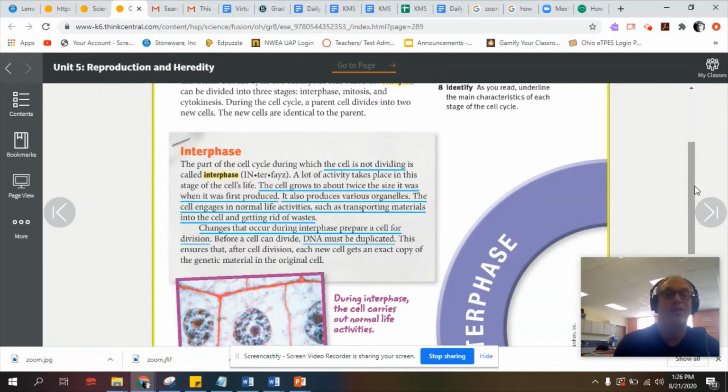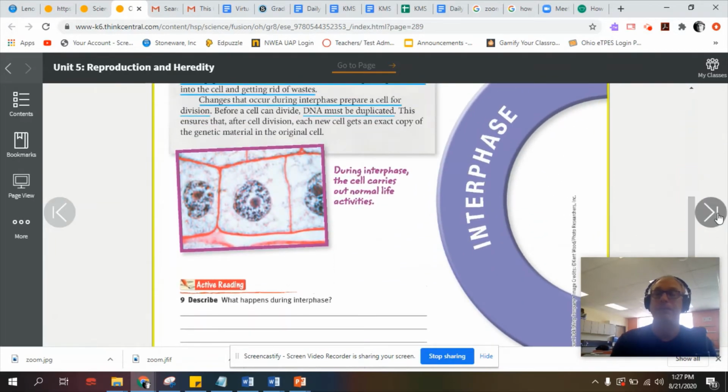This ensures that after cell division, each new cell gets an exact copy of the genetic material in the original cell. All right, so interphase is very important that the cell does its normal activities, but what happens is the DNA, which is in the form of chromatin, replicates, produces a copy of itself. So then later, it can be moved to two different brand new cells. Okay.